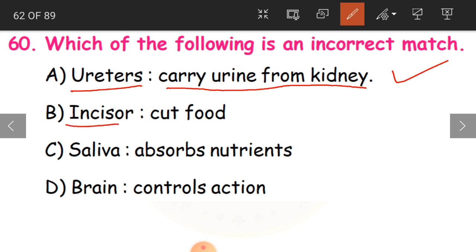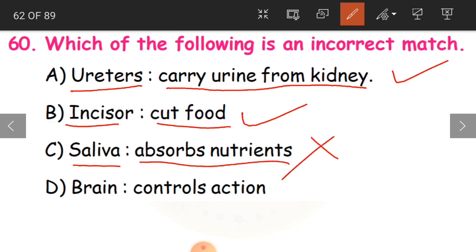And incisors. What are they? They are our front teeth. They cut the food. That is also correct. Saliva, what does it do? Absorbs nutrients. This is wrong. Saliva is used for cleaning the mouth, and it is also used for chemical digestion, but not for absorbing the nutrients. So this is the incorrect match.